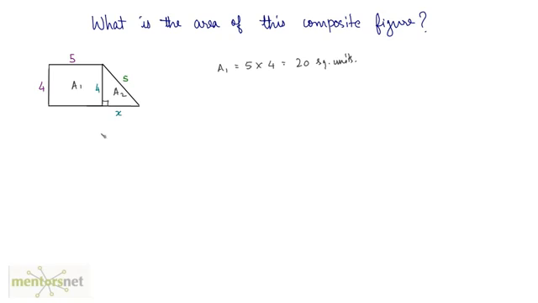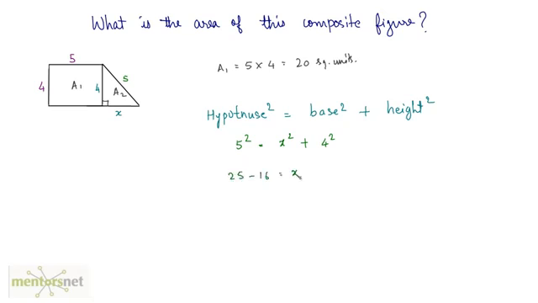If you don't know what the Pythagoras theorem is, let me write the formula for you. Hypotenuse square is base square plus height square. Now hypotenuse is the largest side of a right angle triangle, and it is 5. So 5 square is equal to, the base is what we have to find, so x square plus height square, that's 4 square. So 25 minus 16 is equal to x square. 9 is equal to x square, therefore x is equal to root of 9, and that is 3. Now the base is 3 units.